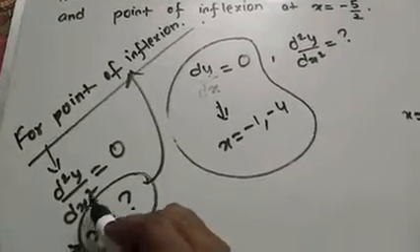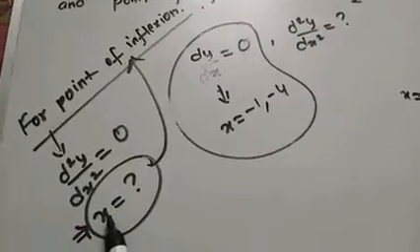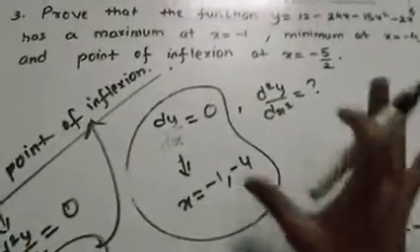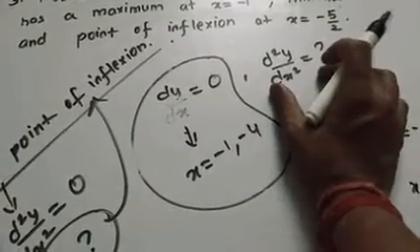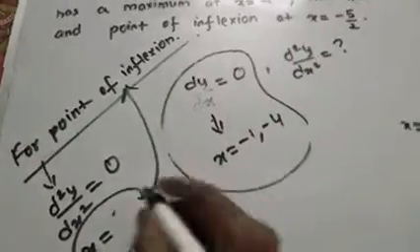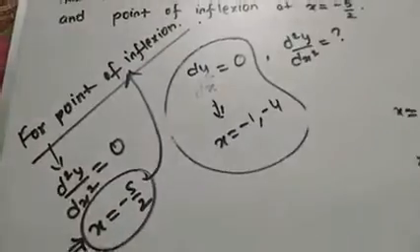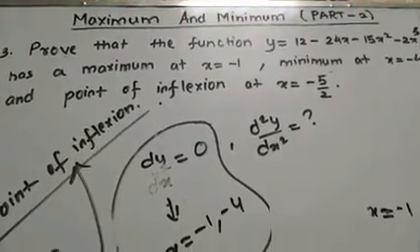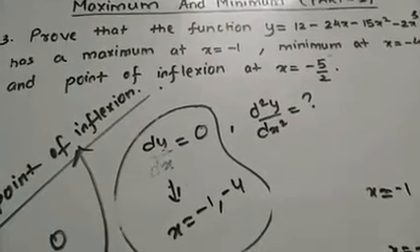Equating the second order derivative to 0, and after solving that expression you will get one value of x, and that particular value of x is known as the point of inflection. So in this question, you will equate the second order derivative to 0, and from there you will get x = -5/2. That will be called the point of inflection. So clear about question number 3? Try this question as homework for you. Now let us proceed to question number 4.